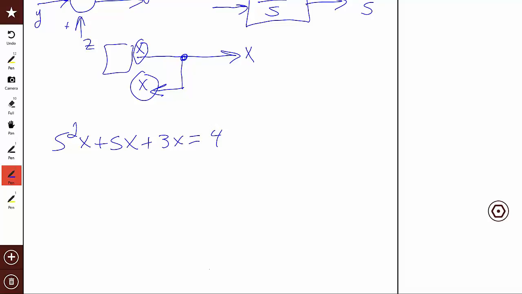Yeah, because this is an x double dot. That's where you got the s squared. You get the connection? Okay. So this is x dot, and that's 3x equals 4. Okay. What's the output variable for that equation?